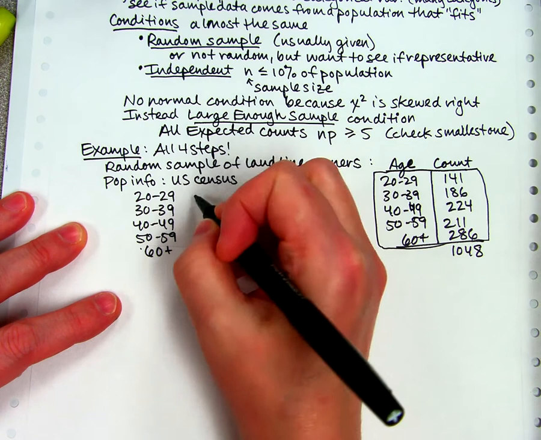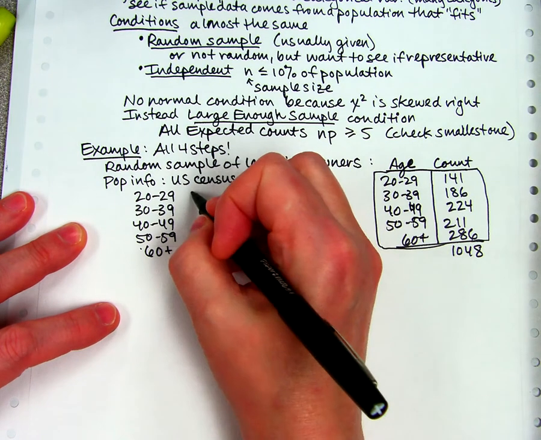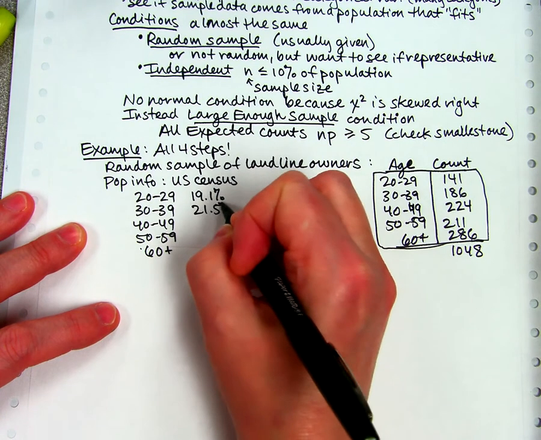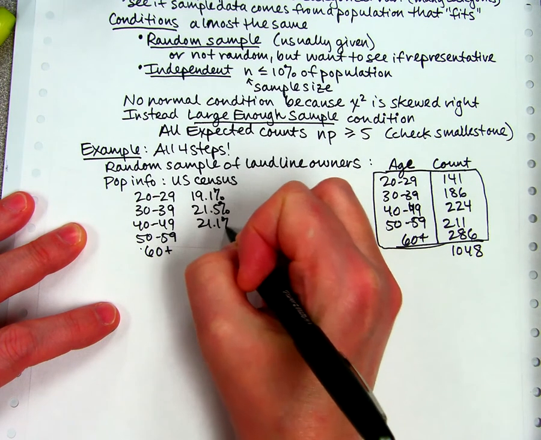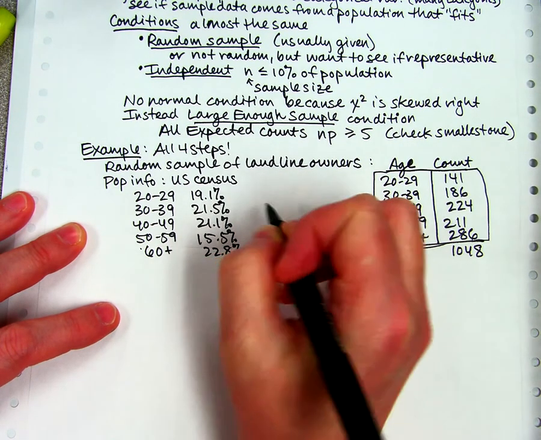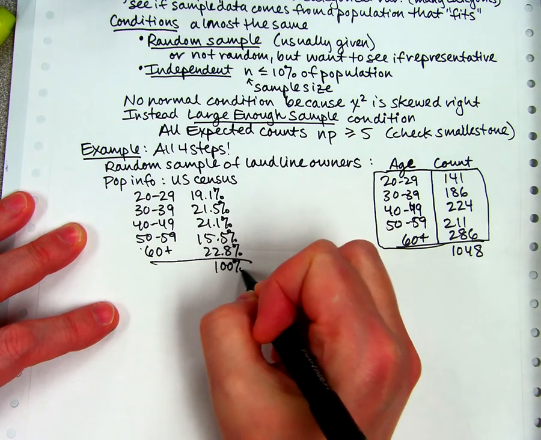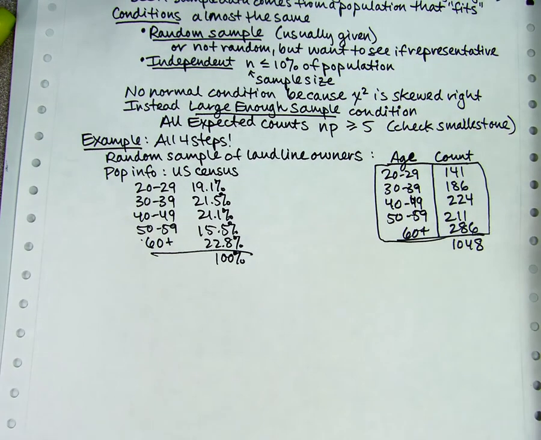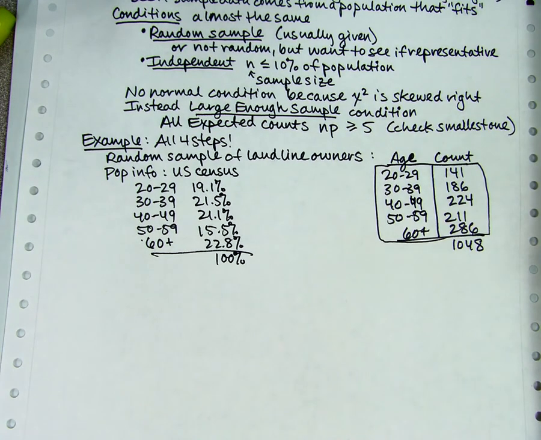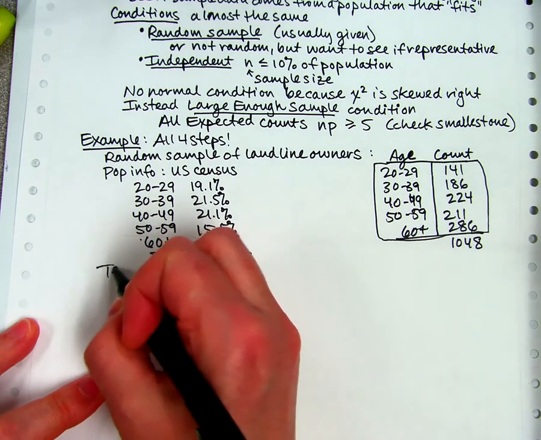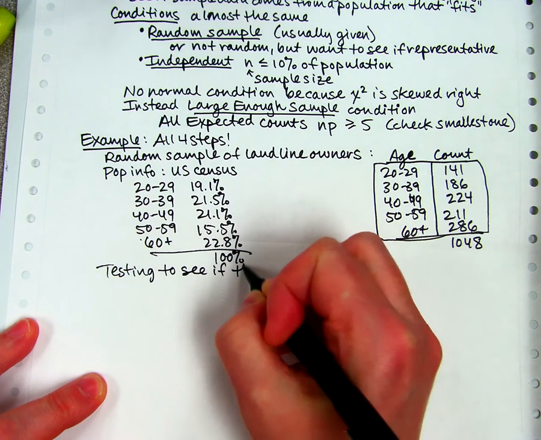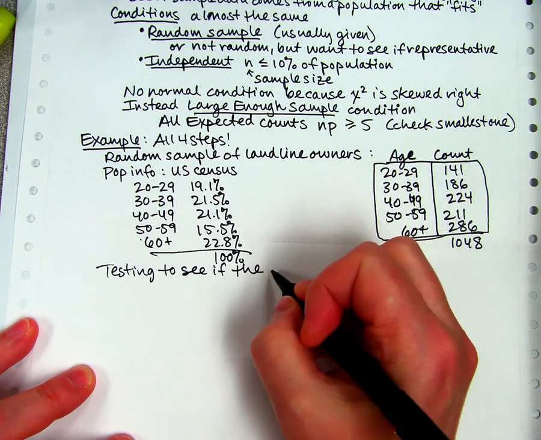60 plus. If you look up those proportions, 19.1% of the US are 20 to 29 year olds, 21.5%, 21.1%, 15.5%, and 22.8%. And of course, this ought to add up to 100%. I hope it does. I didn't check. But we're comparing to see if these counts fit with these percents or not. I'm going to say we're testing to see if these distributions are the same. Does this fit with what we know about the population?